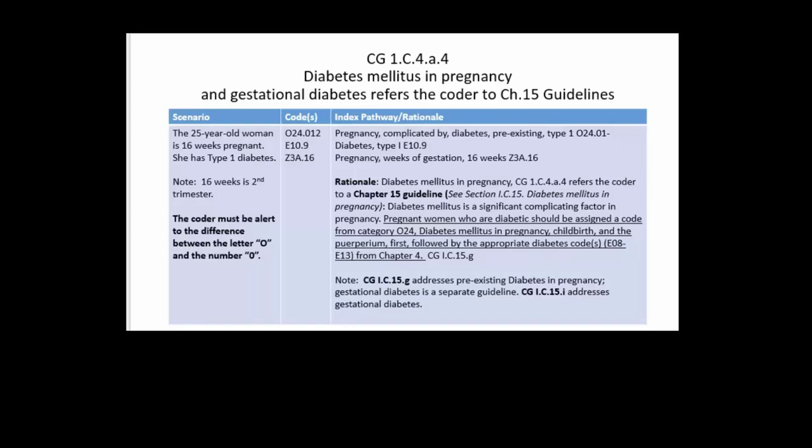I also have here on the left a note to you that the coder must be alert to the difference between the letter O and the number 0. They don't look the same. So you have to be sure if you are handwriting, for example, I would put a mark through the 0 to indicate it's a 0. But if you're typing, you simply have to really read carefully. In ICD-10-CM, the first character in a code is not a number, so it has to be the letter O if it's a part of a code.